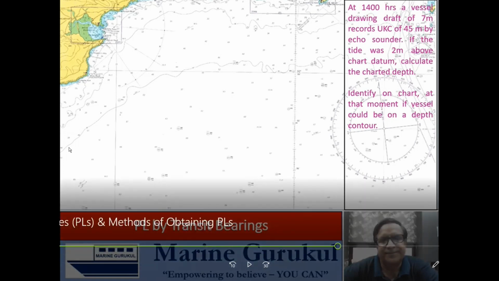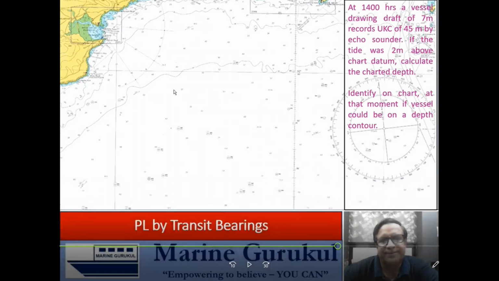Now, if you have a look at the chart, you will see the 50 meters depth contour. This is the 50 meters depth contour. So the vessel has to be somewhere on this 50 meter depth contour at 1400 hours. So this depth contour becomes our position line. Even though it is not a straight line, we still call it a PL.